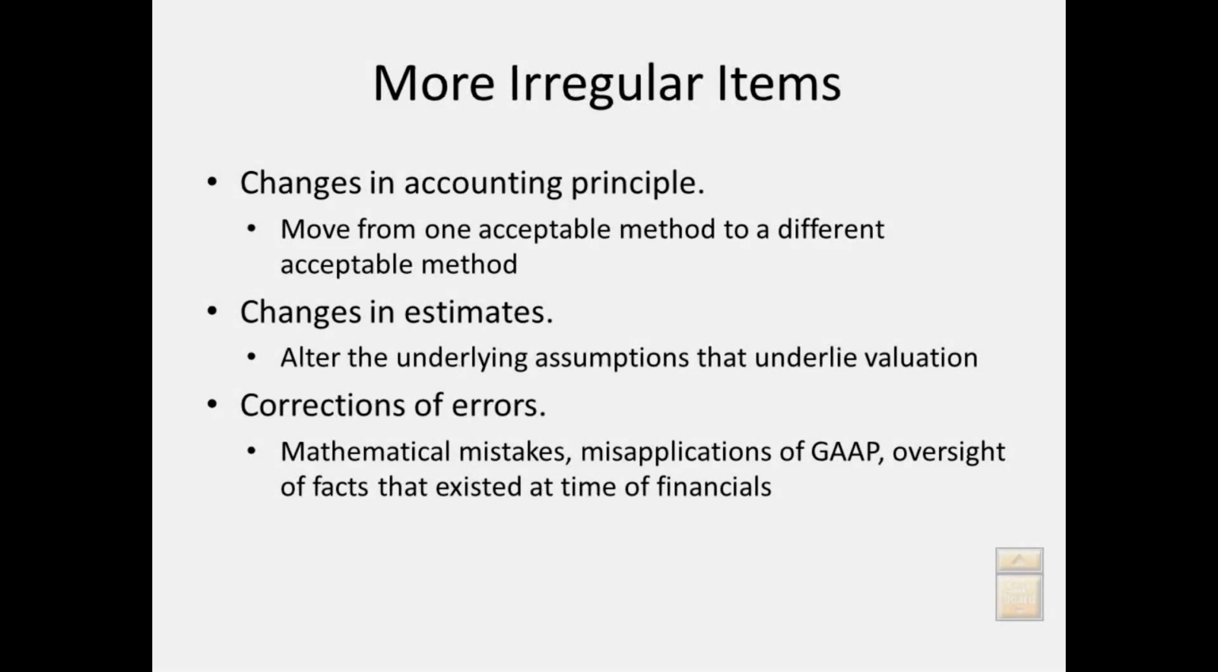There are a couple of other things that are going to come below this line. One is, if you change your accounting principle, you need to tell everybody, hey, we've changed. Why do you need to tell people you've changed? What is the rule that we're violating? Consistency. We want to be consistent and comparable from year to year. If we're not, we need to tell people.